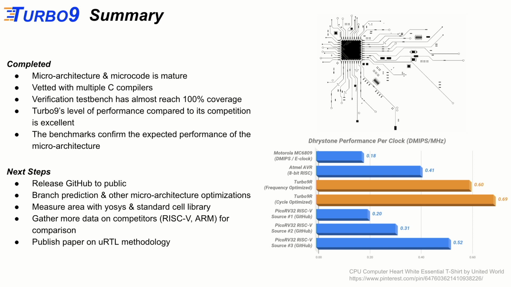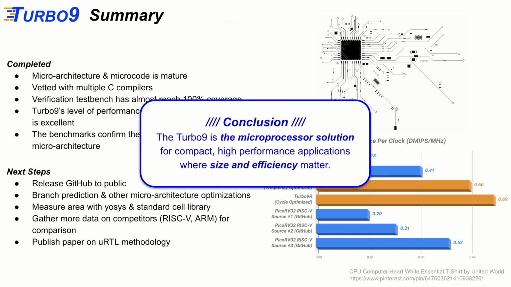One of the things is to publish this paper. So that's my next priority. Get this paper published, and then come back, finish up the interrupts, do some more optimizations, write some more papers, maybe get a PhD. I don't know, but let's go. But in conclusion, the Turbo9. You say it, Mike. You say it better. Turbo9 is a microprocessor solution for compact, high-performance applications where size and efficiency matter.